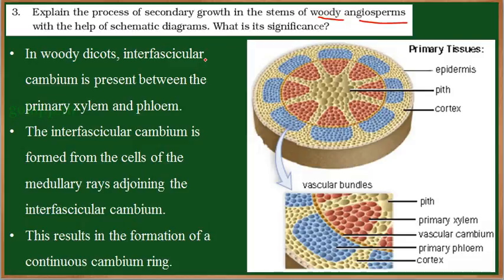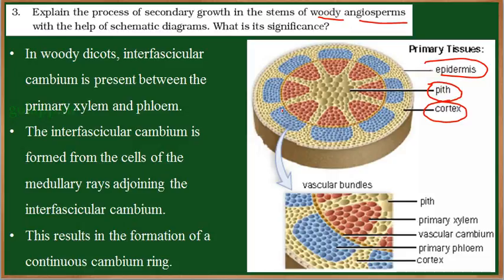So before that, let us understand what is a transverse section of a stem. Now if we take the transverse section of a stem, the outermost layer is called epidermis. So this stem is covered by an outermost protective layer called epidermis. Now next to the epidermis, there is a region called cortex, and in the middle, the region is called pith.